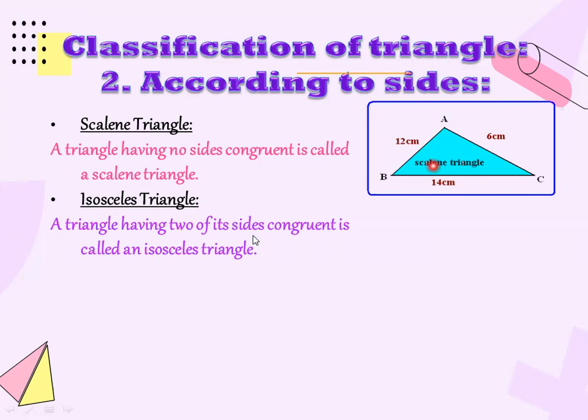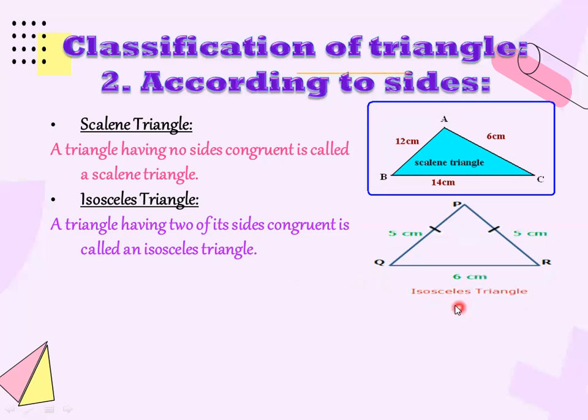The second type of triangle according to sides is the isosceles triangle. Now, a triangle having two of its sides congruent. How many sides should be congruent? Two sides. Congruent means same or equal. So you will say that the given triangle is an isosceles triangle. Let's consider this figure. This is an isosceles triangle.